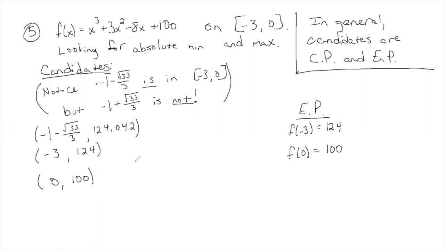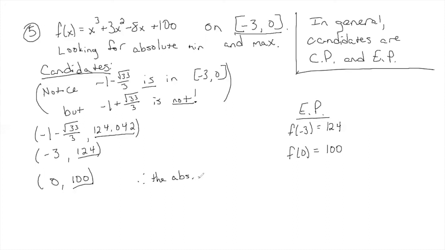Now, for absolute min and max, it's even simpler than local min and max. I don't need to check derivatives. I don't need to check first derivative test. I don't need a number line. I don't need a table. All I have to do is focus on the outputs, right? I want to find out what is the highest this function goes and what is the lowest this function goes. Of course, restricted to this interval. So in this interval, these are the only candidates I have to look at. And it's just a matter of comparing these values.